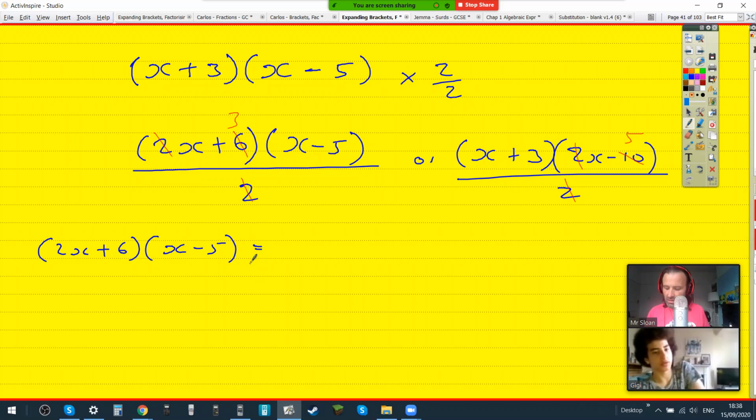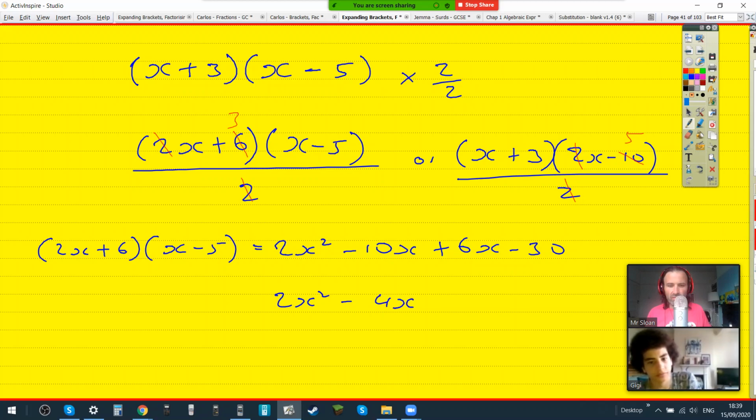2x times x would be 2x squared. 2x times minus 5 would be minus 10x. 6 times x would be 6x. And 6 times minus 5 would be minus 30. And simplify. 2x squared minus 4x minus 30.